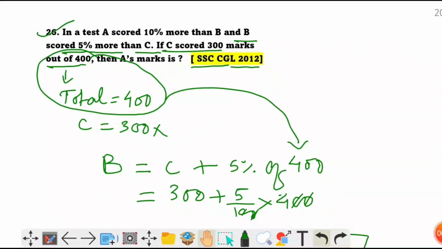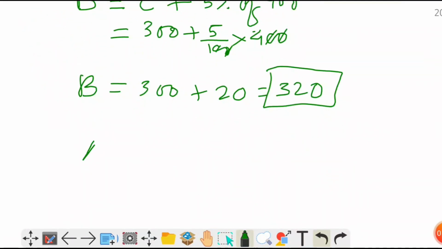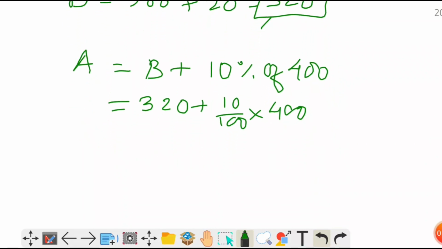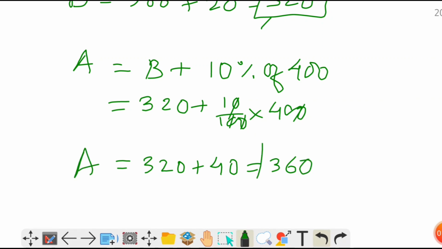Now again in the question it is said that A scored 10% more than B. So we will find out the marks of A from the value of B. So A has scored 10% more than B, means B plus 10% of the total marks, that is 400. Here the value of B is 320 plus 10% means 10 by 100 into 400. So cancelling out two zeros, we have 320 plus 40. That is equal to 360. So the marks of A is 360.